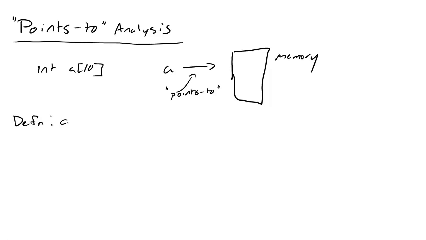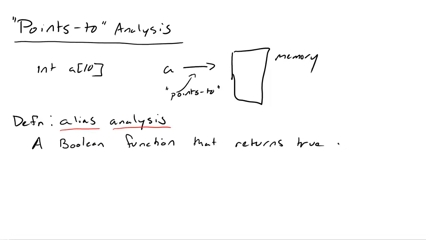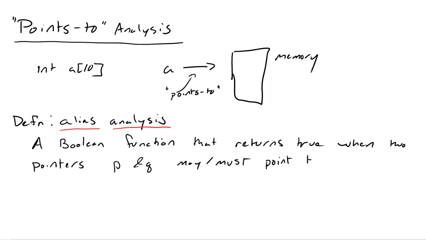A closely related concept is that of alias analysis. Now, alias analysis is a Boolean function that returns true when two pointers P and Q may or must point to the same area of memory. A lot of points-to analysis will compute an alias analysis Boolean function.